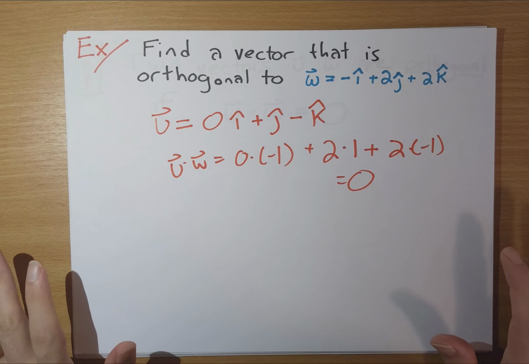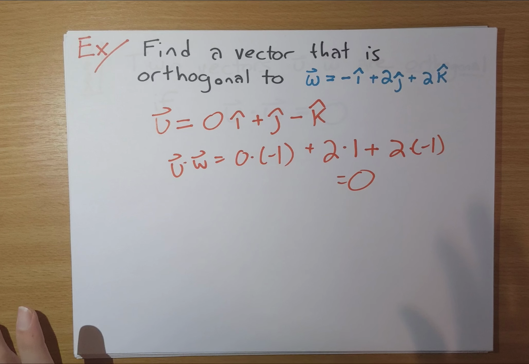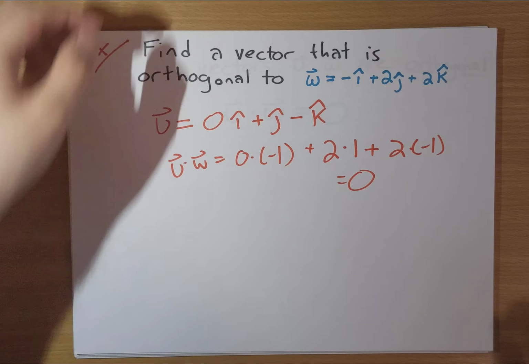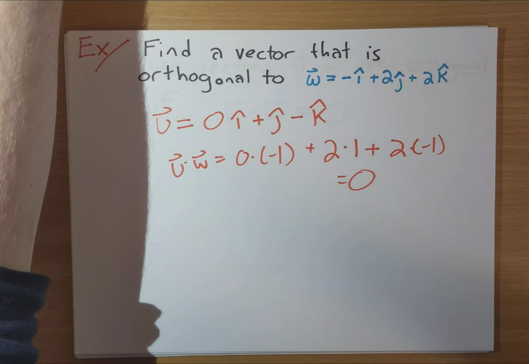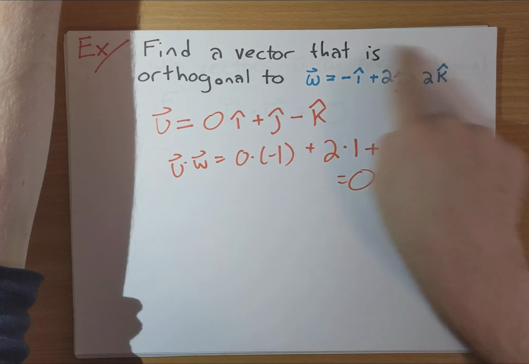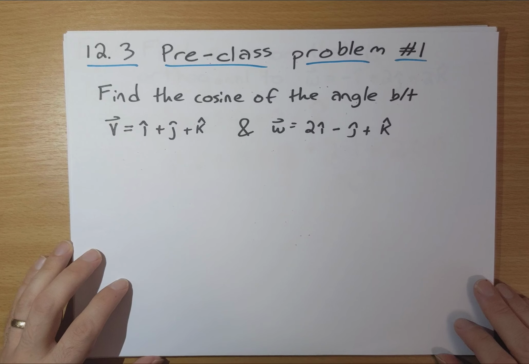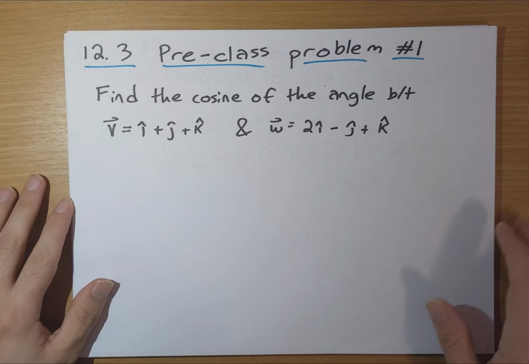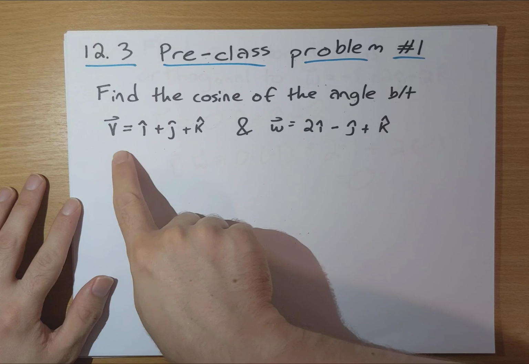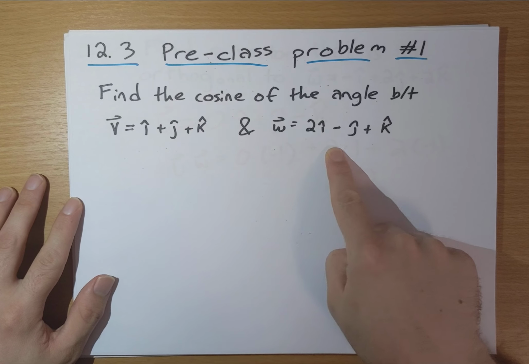There are lots of other possible answers here. I'll leave this as a take-home exercise for you to try to find some more possible vectors that are orthogonal to w. And to finish off this video, to practice with these cosine calculations, please calculate for me the cosine of the angle between this v and this w.